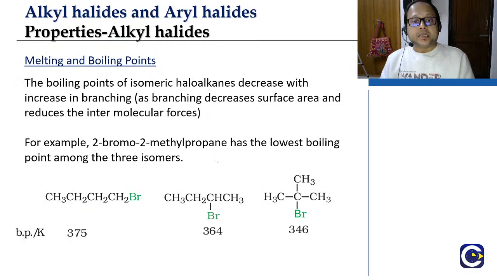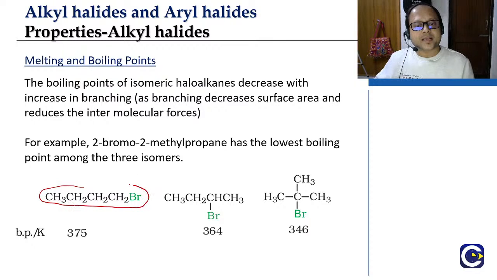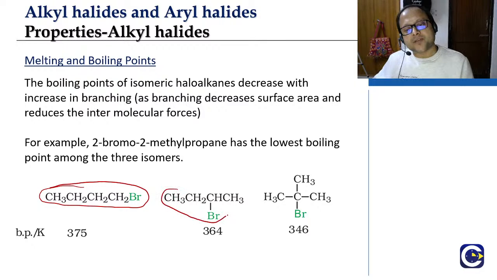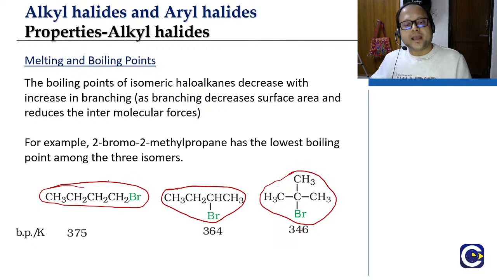Okay, so I was talking about branching. Just see here, in the case of n-butyl bromide, it has a higher surface area. It decreases a little if you use a non-terminal bromide, and when you have tertiary butyl bromide, it condenses a lot. So you can see that n-butyl bromide has the maximum surface area, tertiary butyl bromide has the least surface area, it is almost spherical in nature, and hence its boiling point has also decreased.